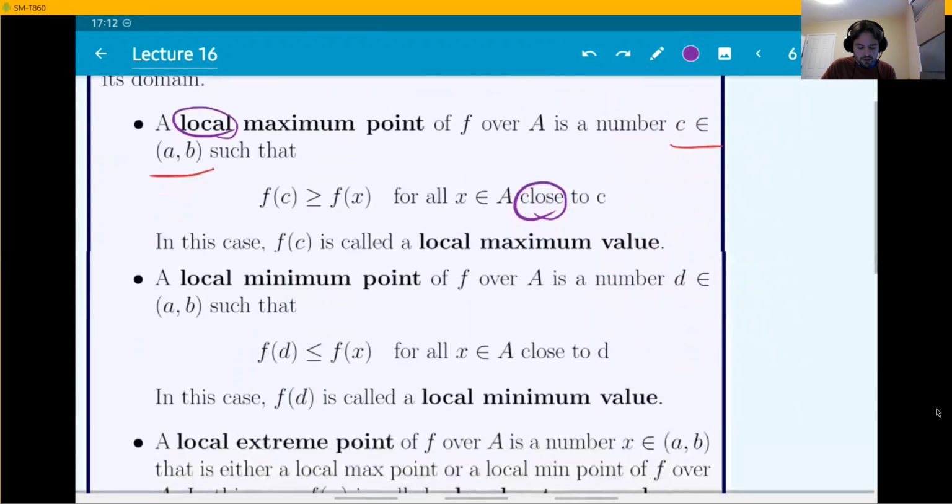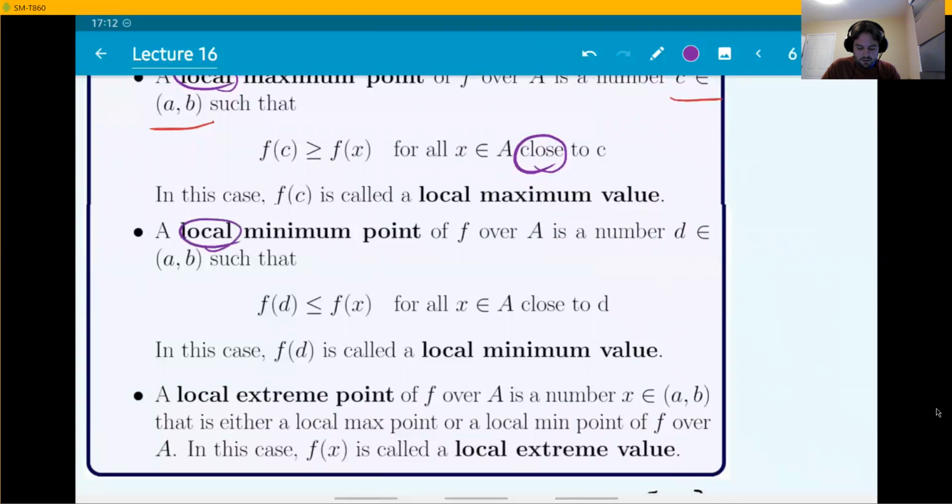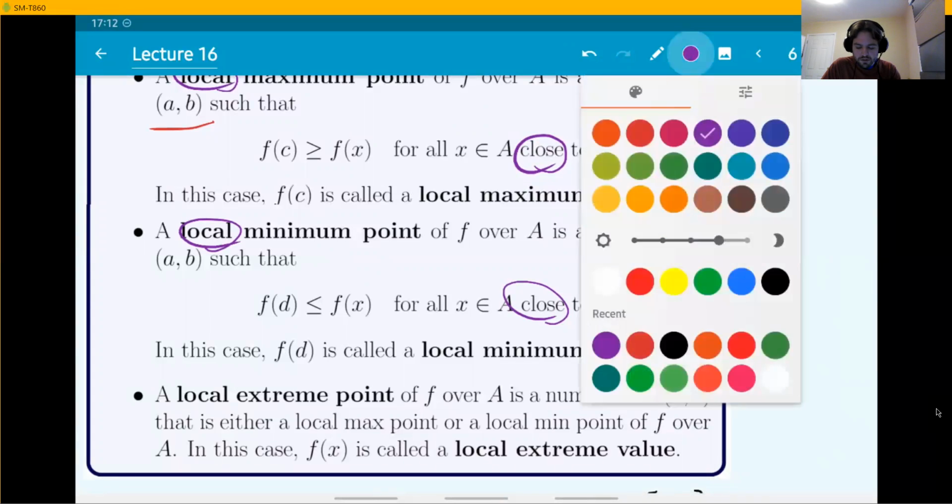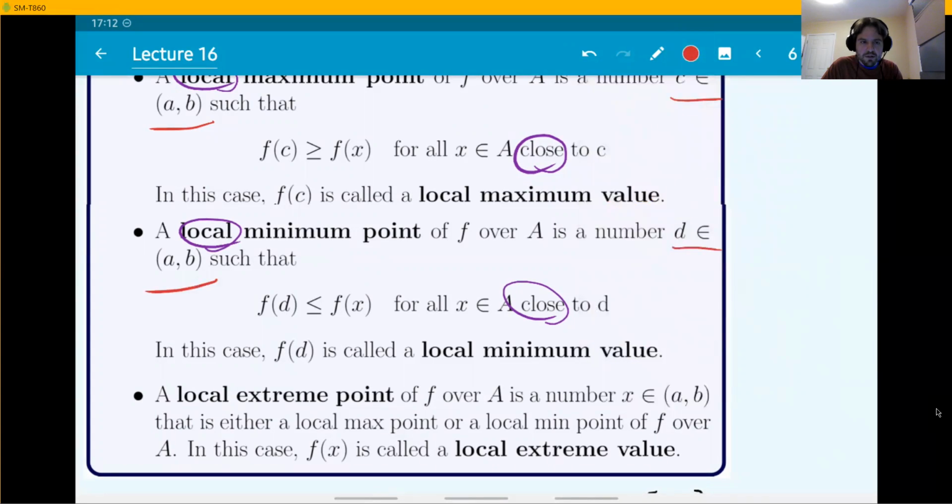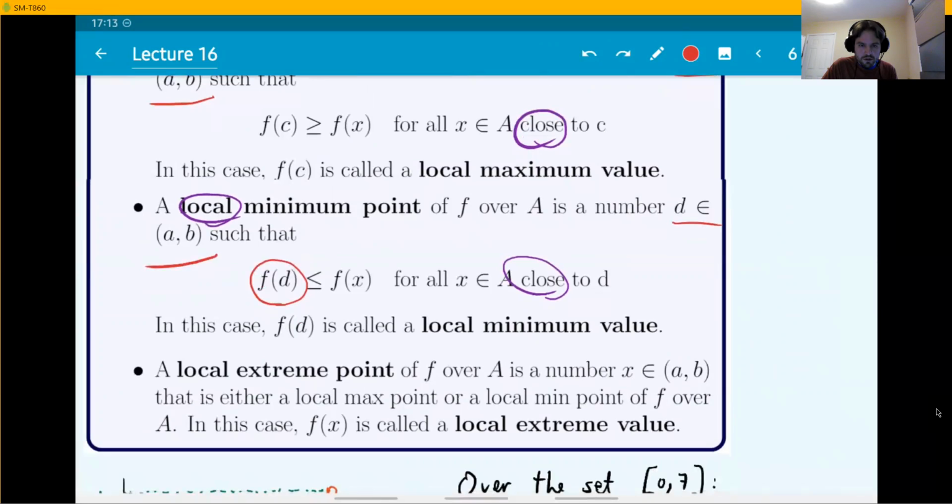Similarly, a local minimum point, once again, local, close. It is a point, well, it is a number d in the open interval. I'm going to leave this underlined here, that's important, such that the value of the function there is smaller than or equal to the other values around it, so for points close to it. And in that case, the value is called a local minimum value. And you can probably guess, what does local extreme point mean? It means a point in the open interval that is either a local max point or a local min point. In that case, the value of the function is called local extreme value.